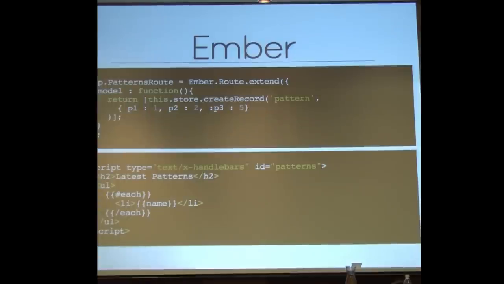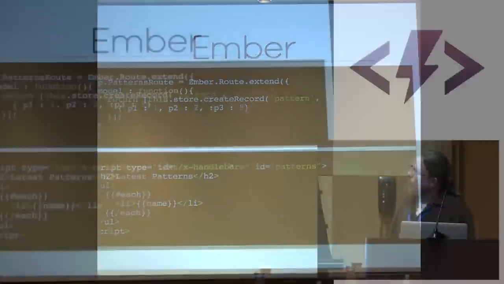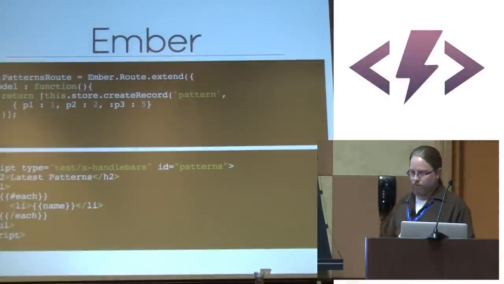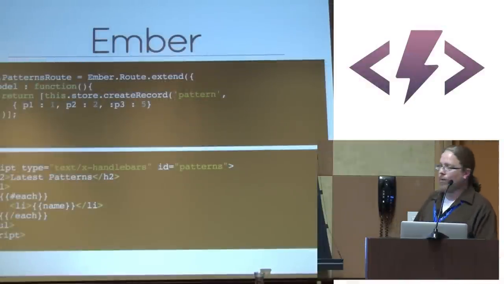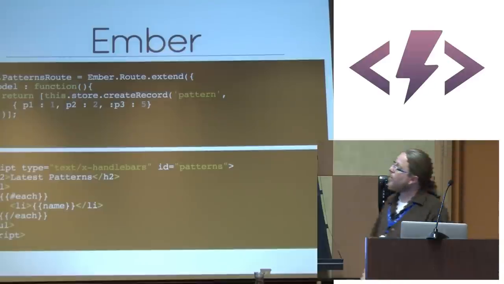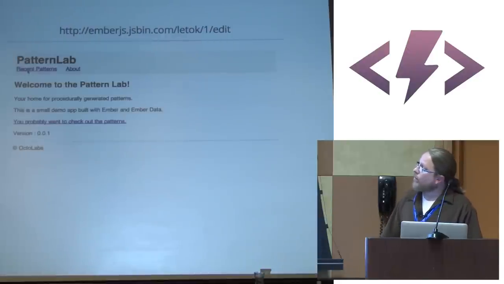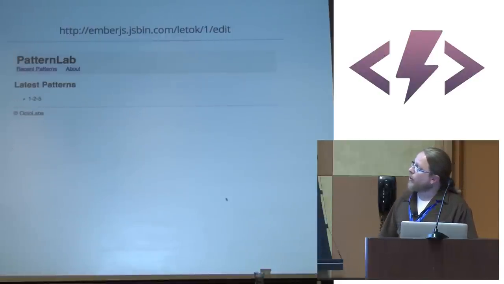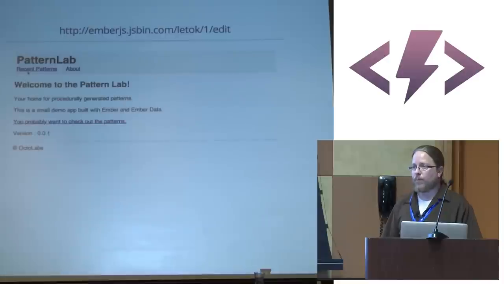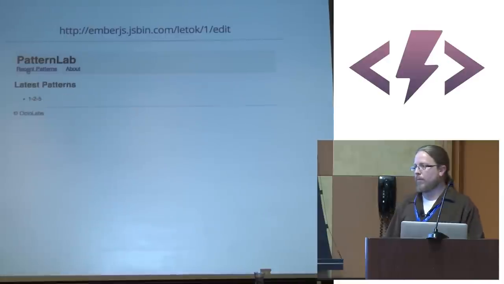And then in the template, we're going to loop over that array that currently contains one object and show the one object that's in there. So then you're going to end up with an app that looks like this. When you go to the patterns page, you're going to see that one pattern that we're creating right there in the model hook.